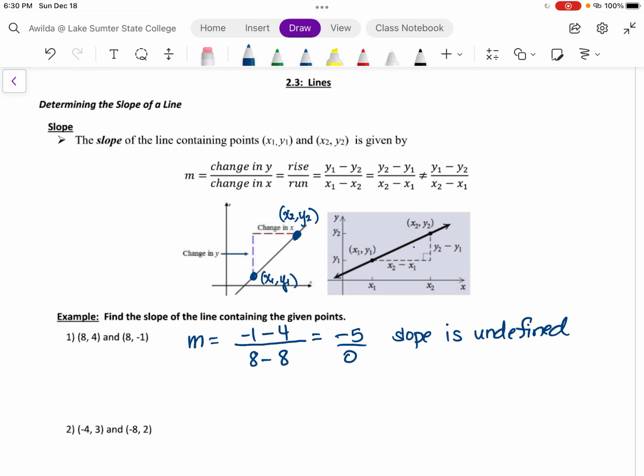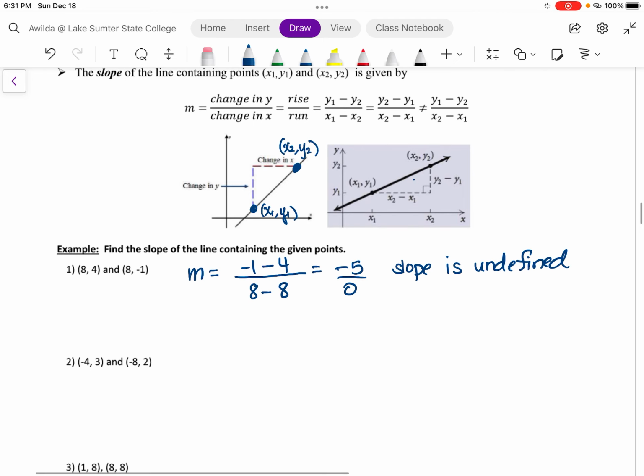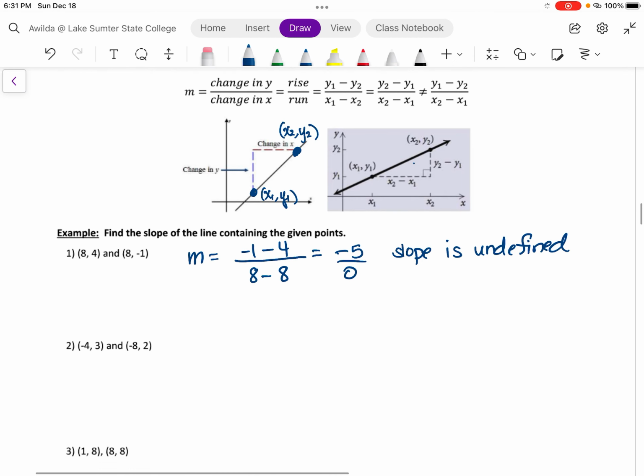We're going to see later on in this section what type of line would pass through points in such a way that the slope is undefined. If you want a little sneak peek, that means that this is a vertical line, and we'll see more of that later. In the next example, we have the points -4, 3 and -8, 2.